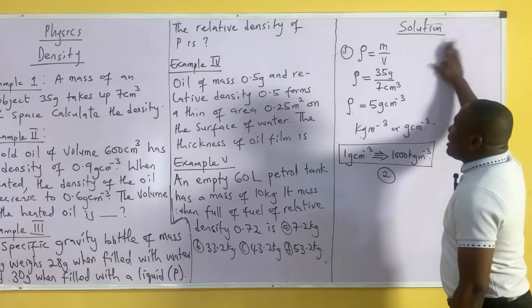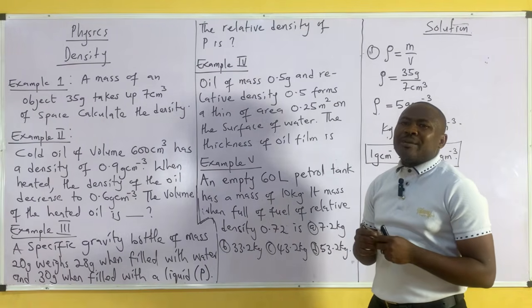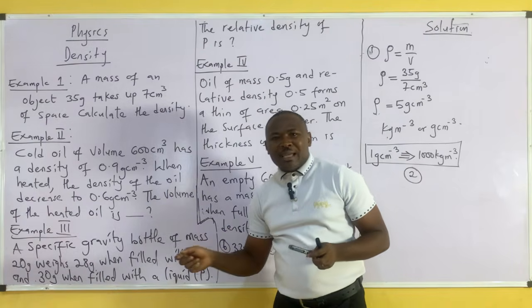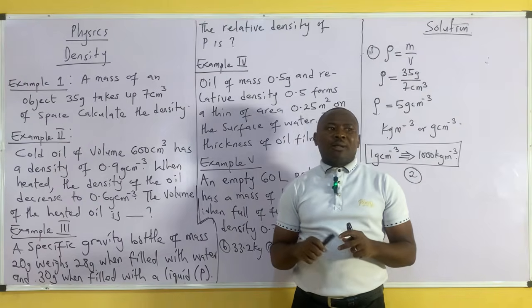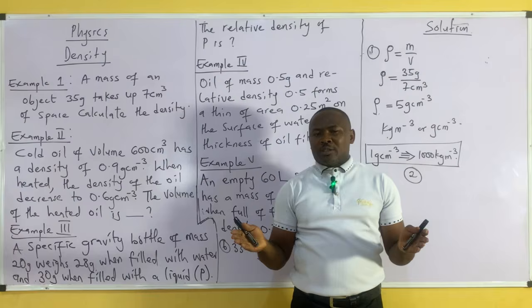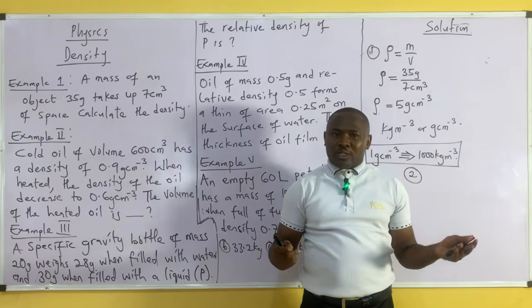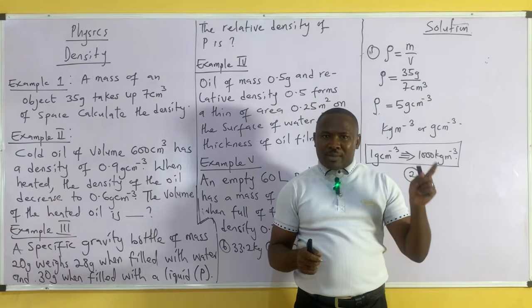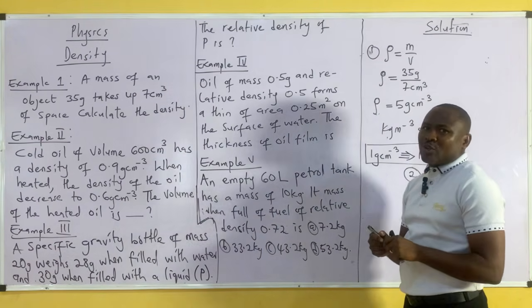But there is something about this question that is constant. What is it? It is the mass. The mass of the cold oil is the same as the mass of the hot oil. Remember, the law of conservation of mass says that matter is neither created nor destroyed, but can change from one form to another. What has happened is that a solid or a semi-solid has now become liquid. Ice melts to water. The mass of the ice is the same as the mass of the water. So it means in this question, the mass is constant.